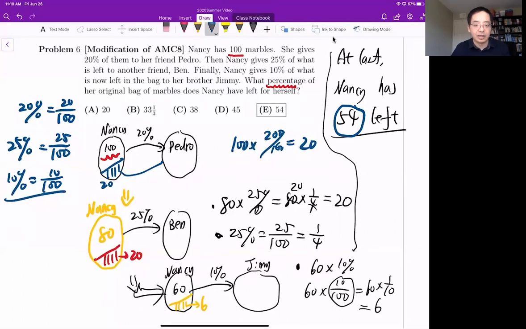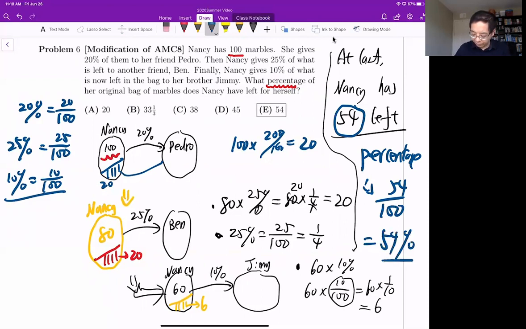So what's the percentage she has given away? So the percentage is 54 over 100, right? The fraction. But here, because the denominator is already 100, so you just get it for free. So this is 54%, right?